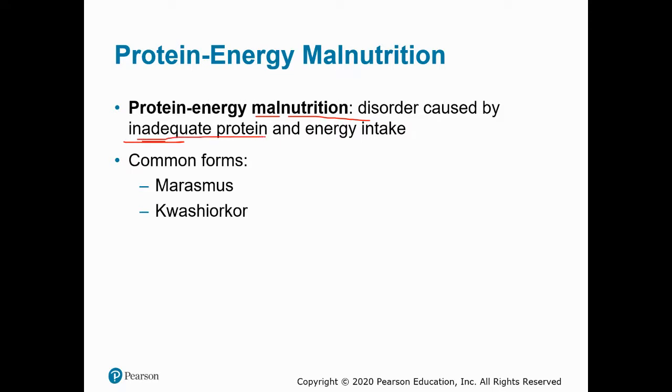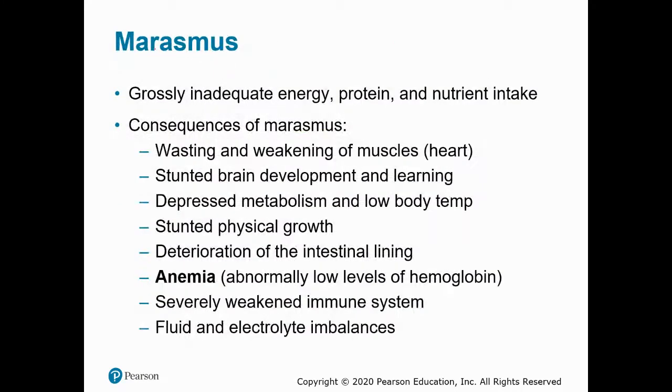So inadequate protein intake. There are two forms, marasmus and kwashiorkor, and we see both of these primarily in developing countries where total energy intake is low. So protein energy malnutrition is a disorder caused by inadequate protein intake and inadequate energy intake overall. So usually we only see protein energy malnutrition where we also see severe lack of calories. So marasmus. This is basically brought about by just overall not enough calories, not enough food for the person.